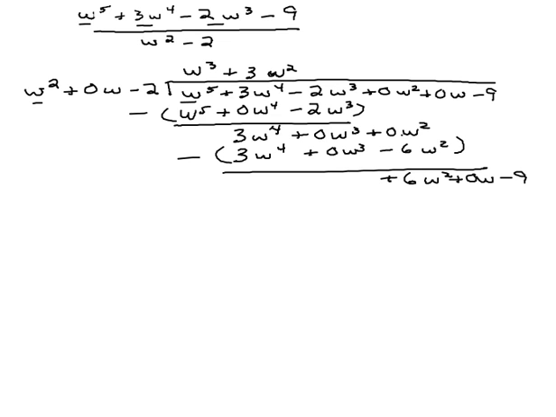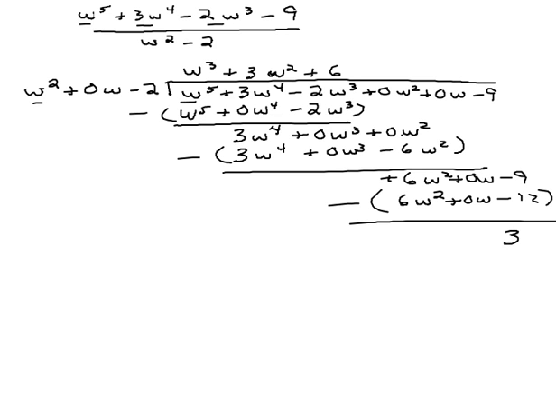What do I have to multiply w squared by to get 6w squared? The answer is 6. So 6 times w squared is 6w squared. 6 times 0w is plus 0w. And 6 times negative 2 is minus 12. And we subtract. 6w squared minus 6w squared is gone. 0 minus 0 is 0. Negative 9 minus a negative 12, that's the same thing as negative 9 plus 12, that's 3.